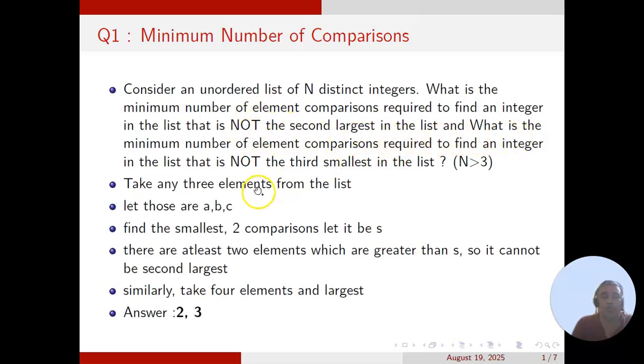Similarly, to find an integer that is not the third smallest, take 4 elements and find the largest. Now that largest cannot be the third smallest, because there are at least 3 elements which are smaller than that. So the answer for this is 3. So the final answer is 2, 3.